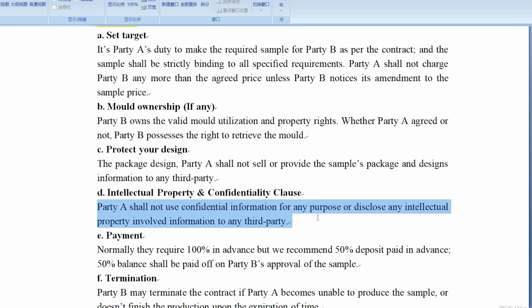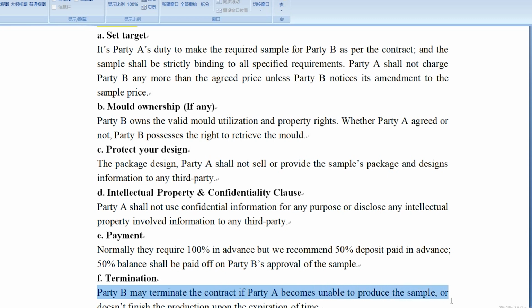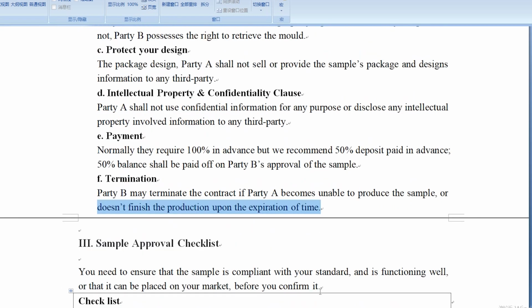Party A shall not use confidential information for any purpose or disclose any intellectual property related information to any third party. Payment. Normally they require 100% in advance, but we recommend a 50% deposit paid in advance. The 50% balance shall be paid on Party B's approval of the sample. Termination. Party B may terminate the contract if Party A becomes unable to produce the sample or doesn't finish the production upon the expiration of time.